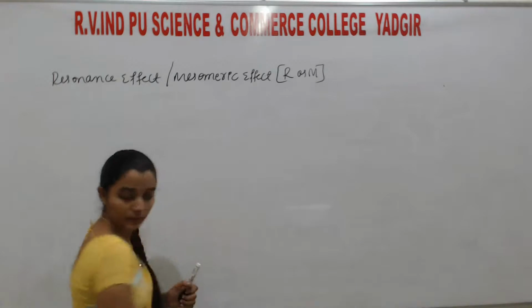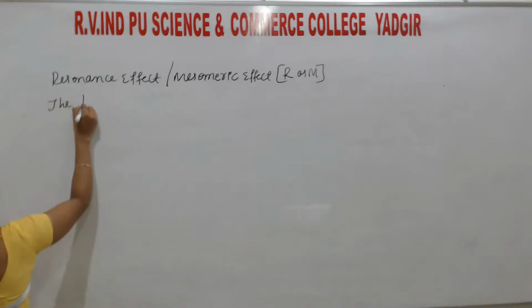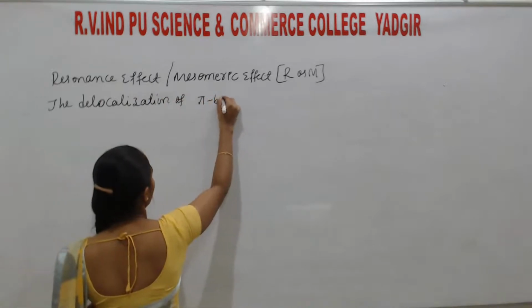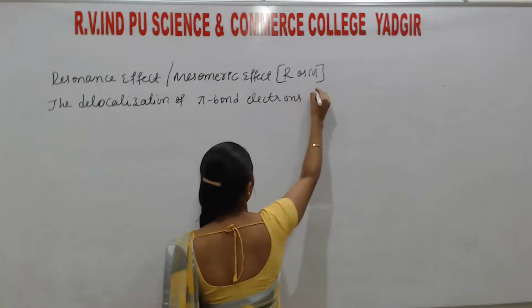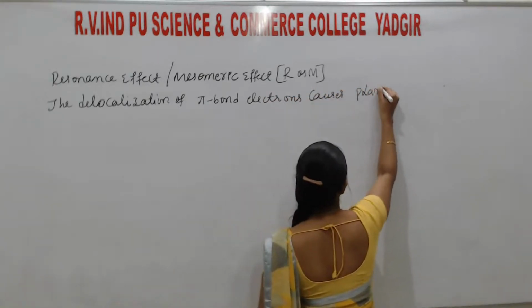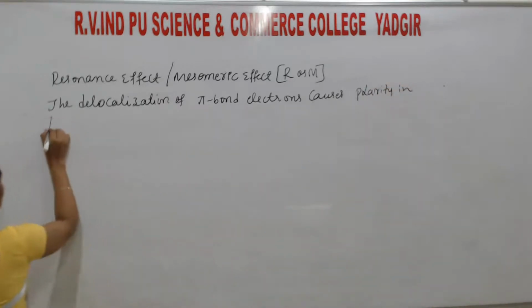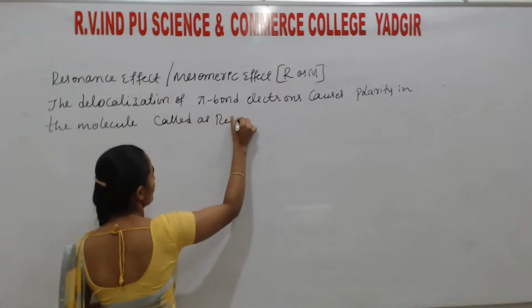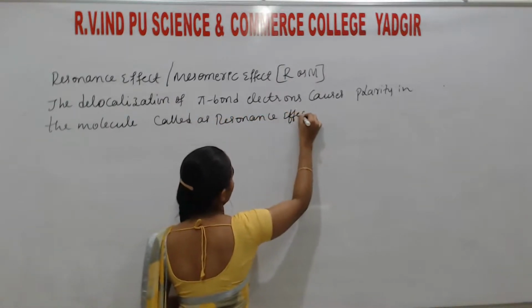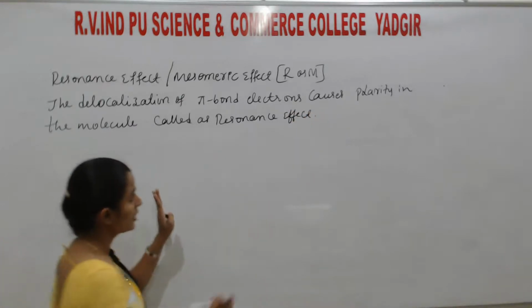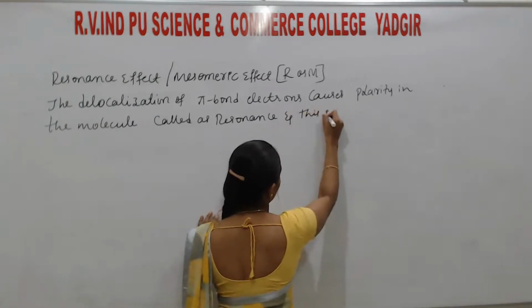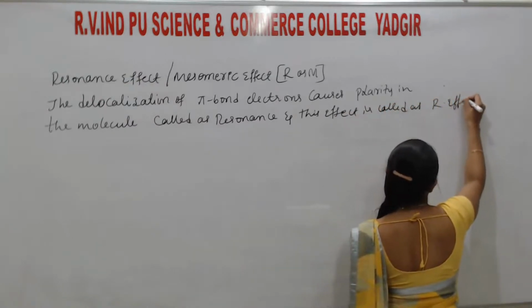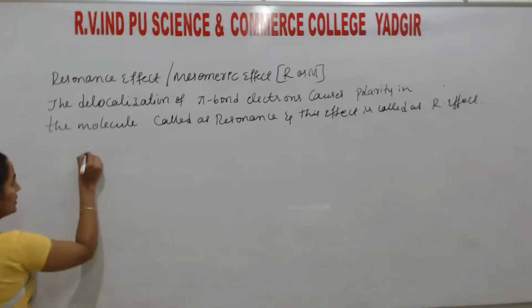I'll take the example of benzene here. So this resonance effect, the delocalization of pi bond electrons, causes polarity in the molecule, and this effect is called the resonance effect. Okay, listen, I'll take the example of benzene here.